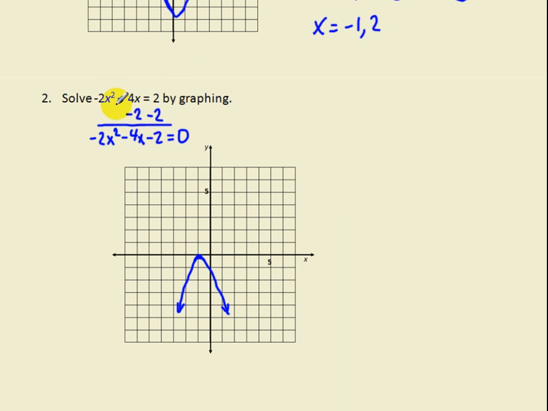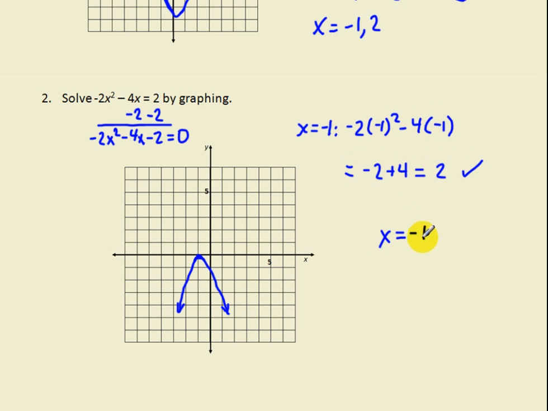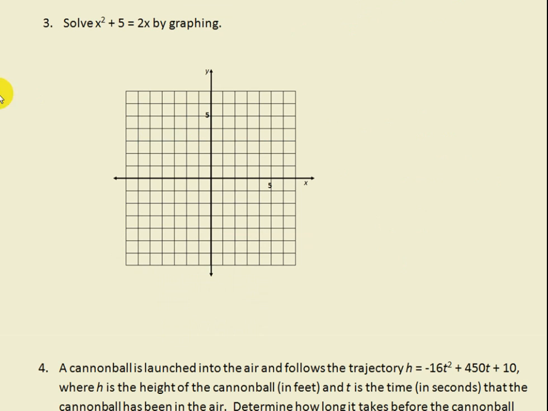If we want, we could go ahead and substitute that into this equation and see if we get 2. So if we take x equals -1, we're going to have -2 times -1 squared minus 4 times -1. So we have -2 times a +1 because the -1 gets squared. So that's -2, and then minus 4 times -1 is minus a -4, or in other words, plus 4, and that equals 2. So x equals -1 is our solution.